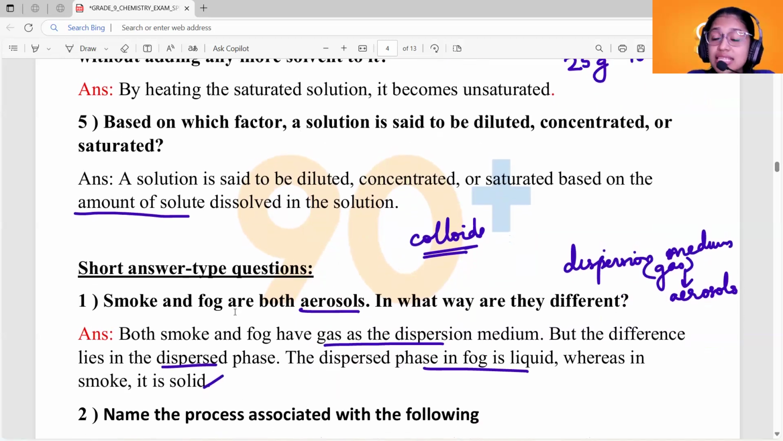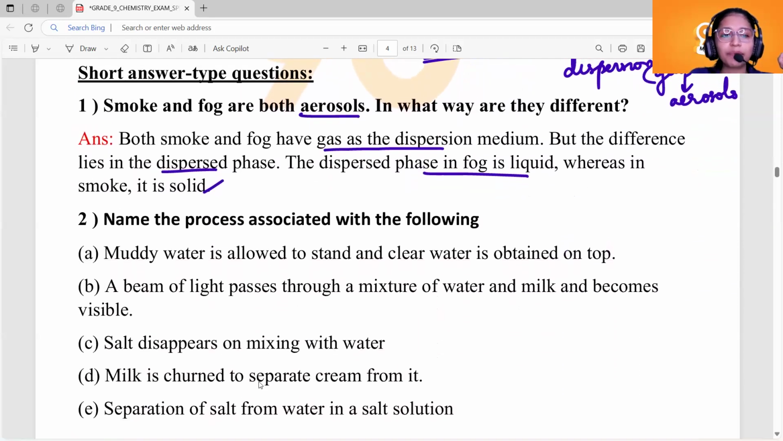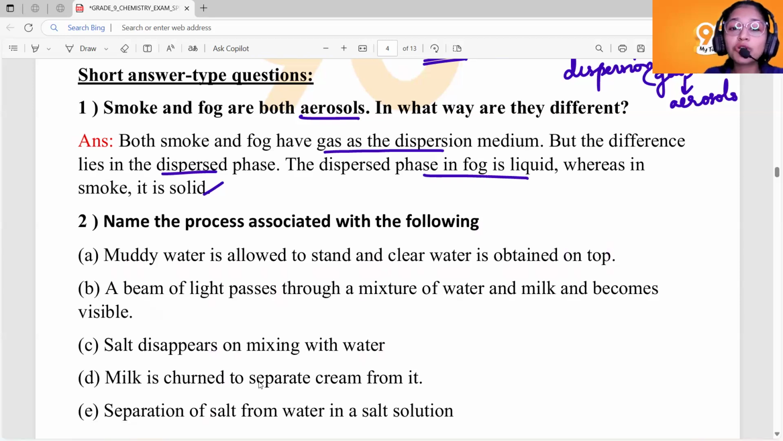Name the process associated with the following. I'm going to give you a few scenarios. You have to tell me the name of the process. There are processes that you have already studied in your lower classes also. So this is a very easy question. Okay. So first we'll look at the questions. Muddy water is allowed to stand and clear water is obtained on top.